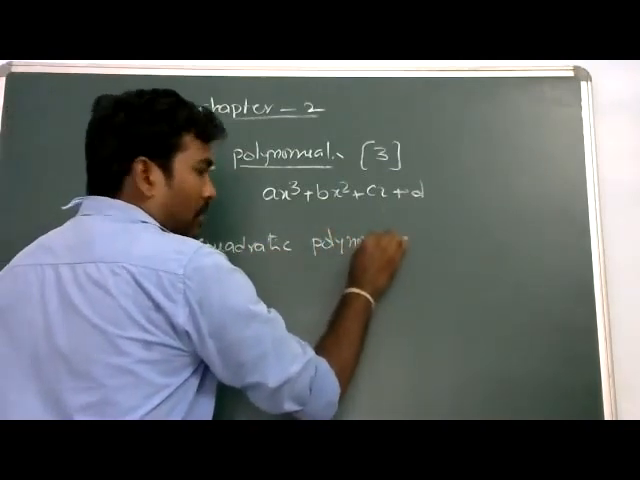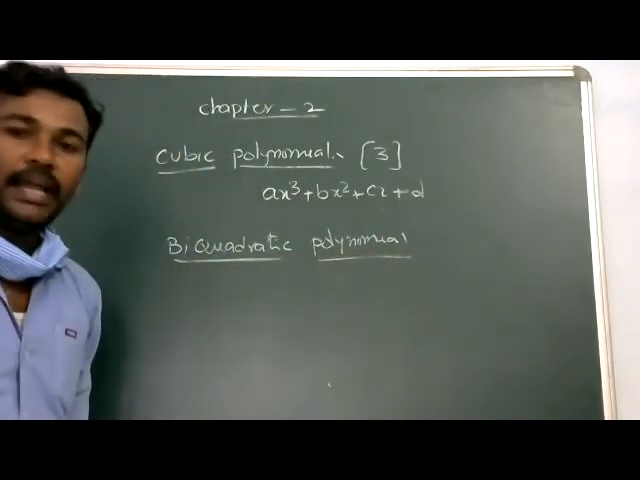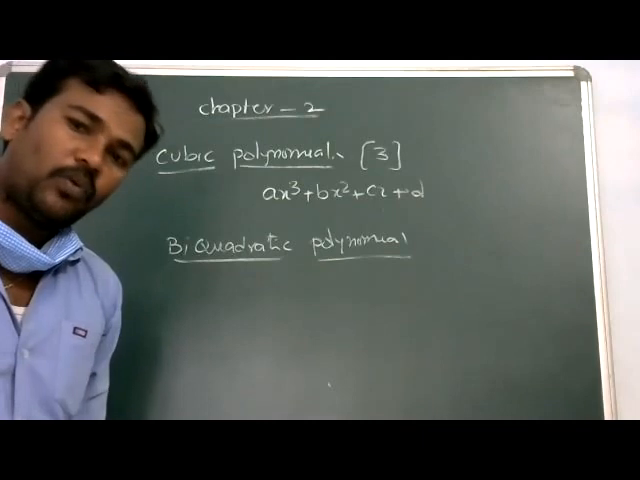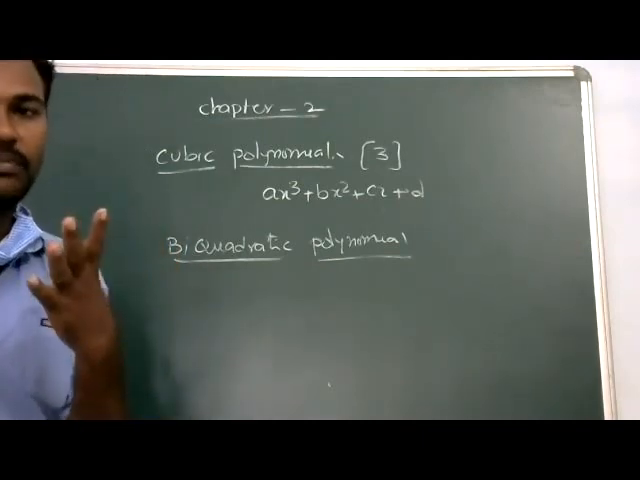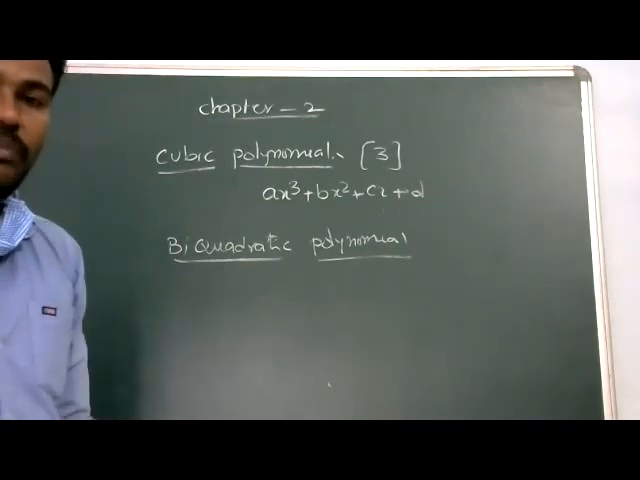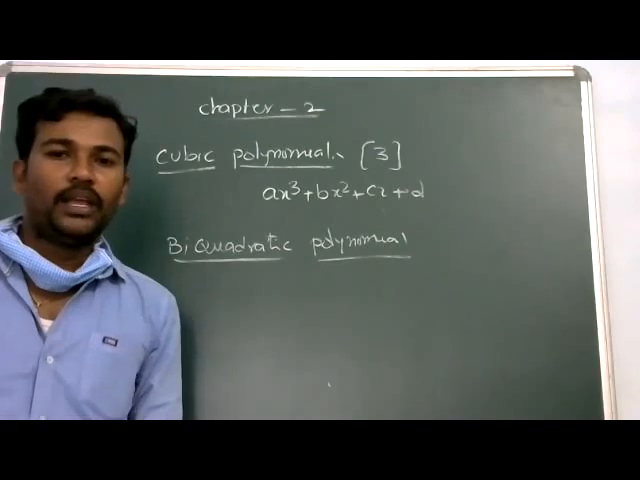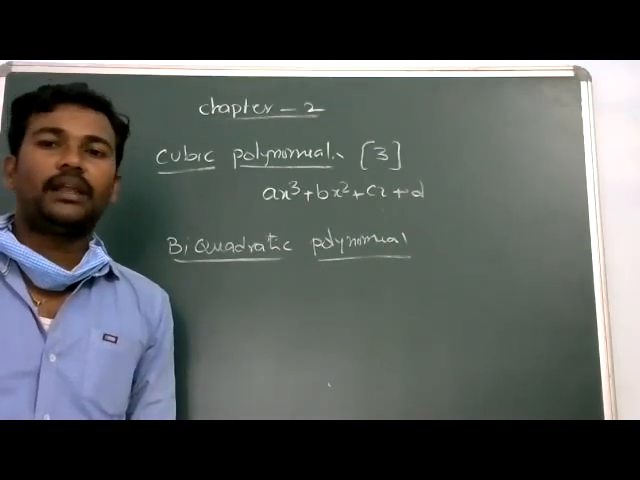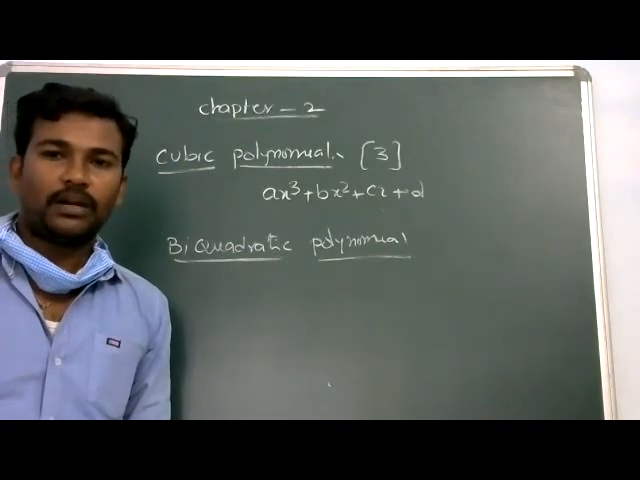Biquadratic polynomial. Bi means 2, and quadra already means 2. 2 into 2 is 4, so the degree of the polynomial is 4. Then those polynomials are called biquadratic polynomials. Once again, biquadratic means the degree of the polynomial is 4.